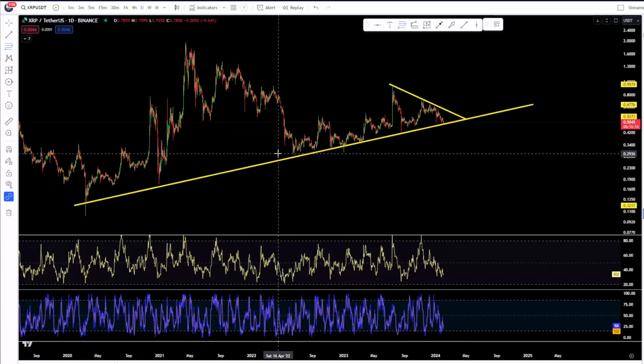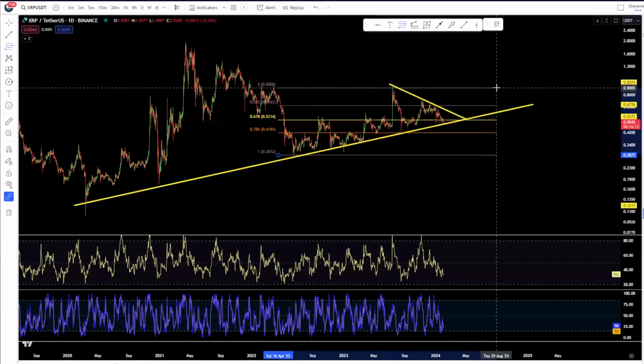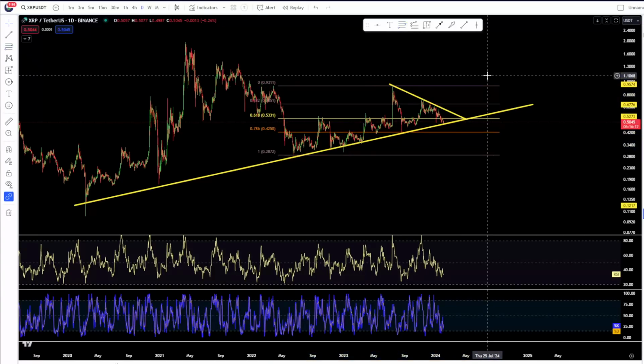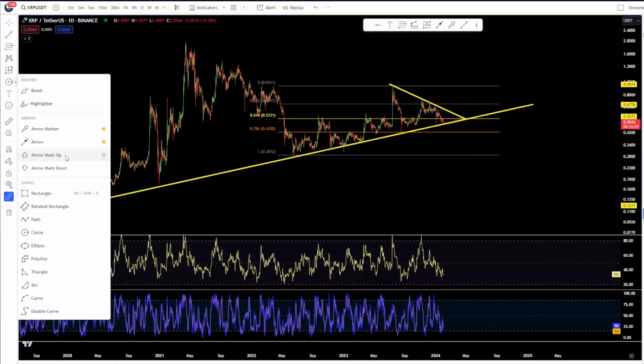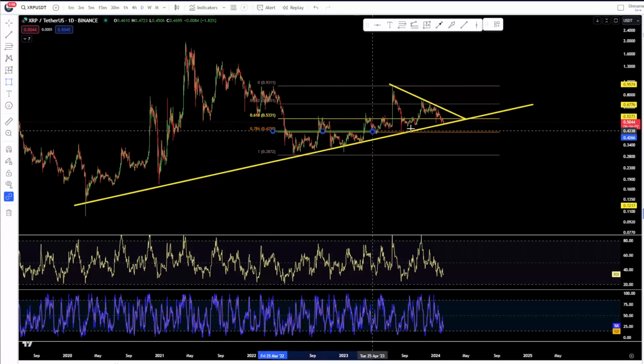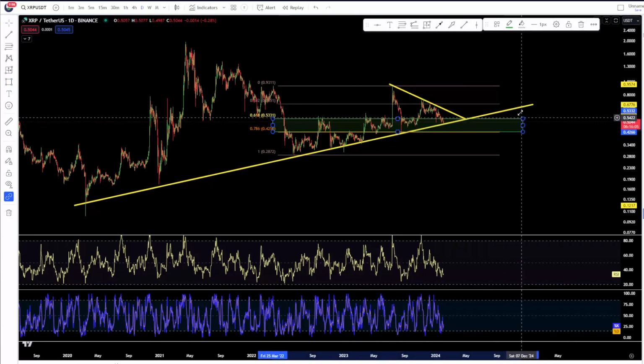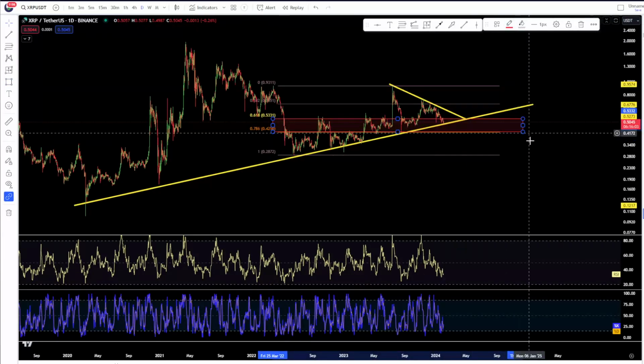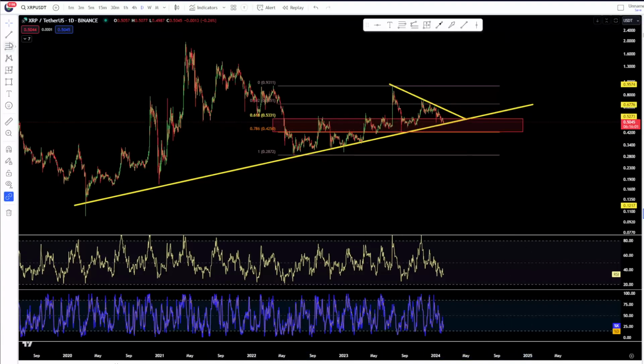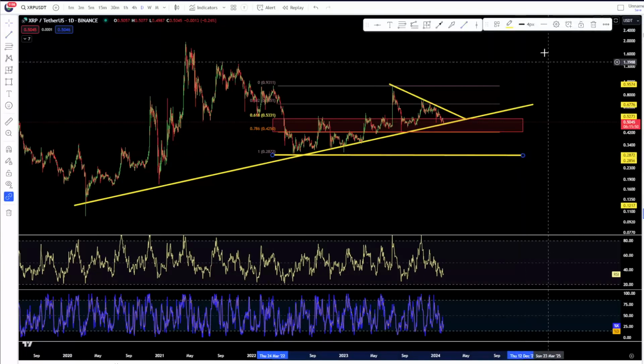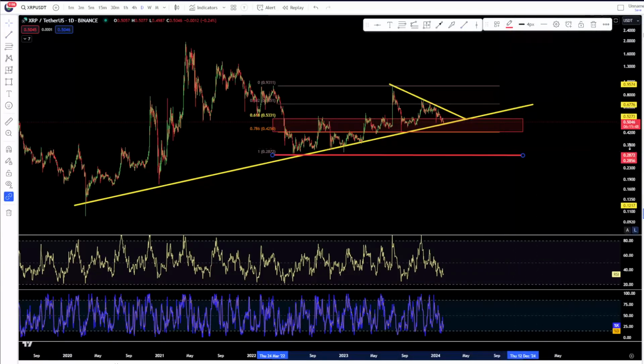Going further, we can move on to marking support areas when the correction begins to deepen. And here you can see how we entered a very strong support zone from 53 cents to 42 cents. If the price drops below this zone, we may see the price return to the recent lows of 29 cents.